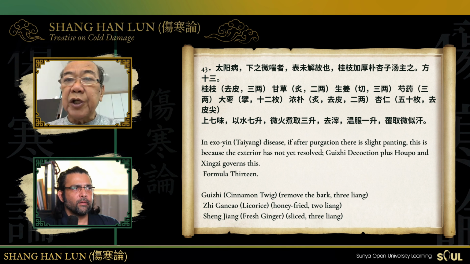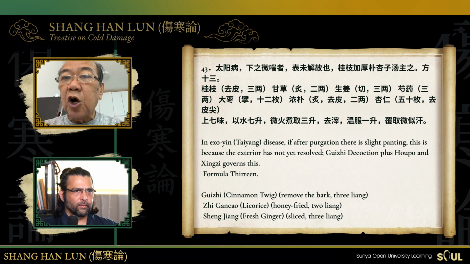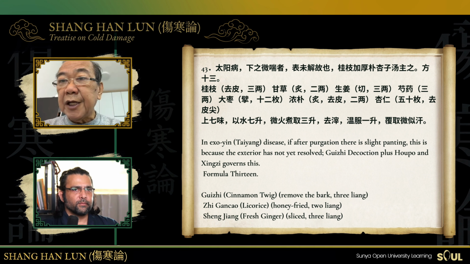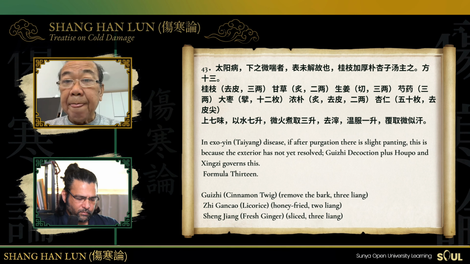Then the body will push forward to counter it. That will always cause asthma and cough. In this case they use the magnolia bark, and also the apricot kernel.